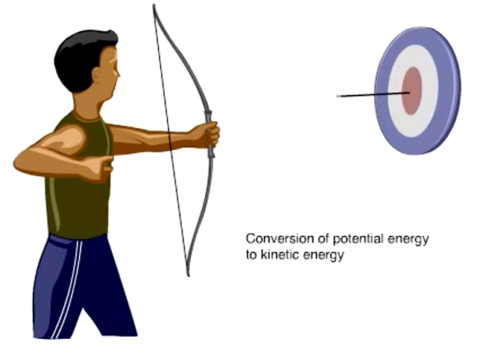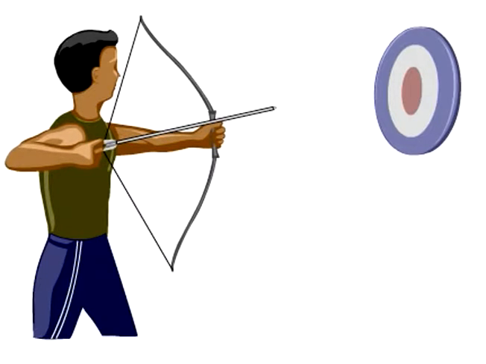When the arrow hits the target, its motion ceases. If energy is neither created nor destroyed, where did the energy of the flying arrow go? Let's rewind and look at kinetic energy in more detail.